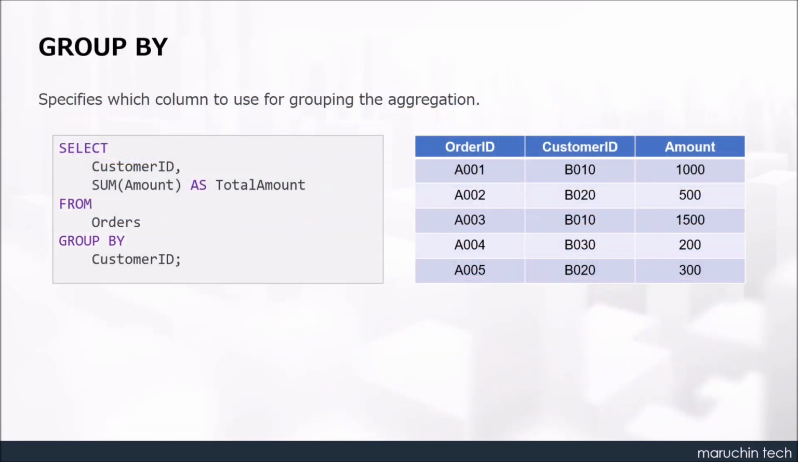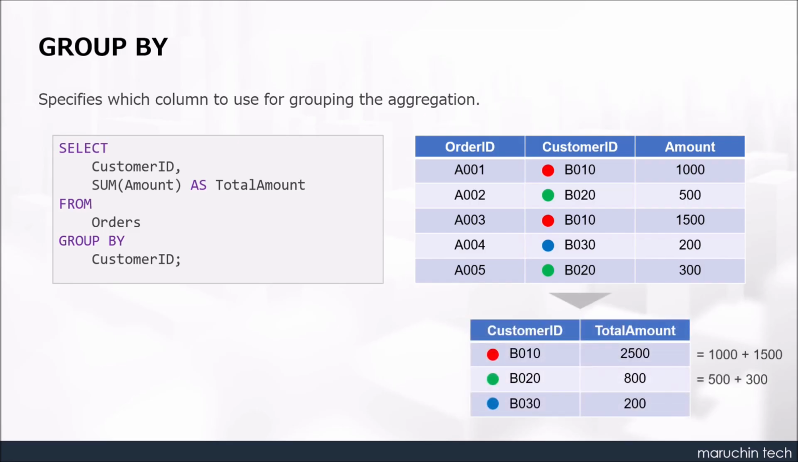Let's introduce some particularly important clauses related to aggregate functions. First is GROUP BY. The GROUP BY clause specifies which column to use for grouping the aggregation. For example, if we execute GROUP BY on customer ID in this table, it groups and aggregates the data for each identical customer ID. This table contains customer IDs beginning with B, and the aggregation is performed for each of these customer IDs. In this sample code, we are calculating the sum.